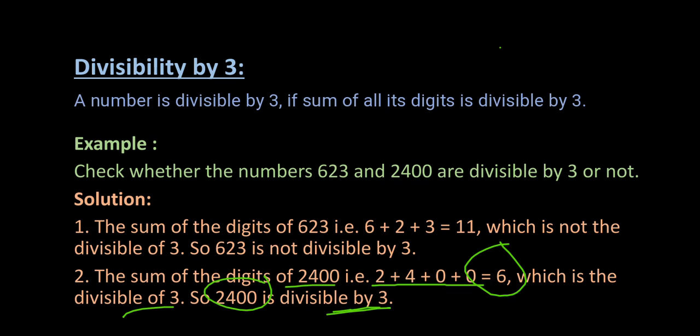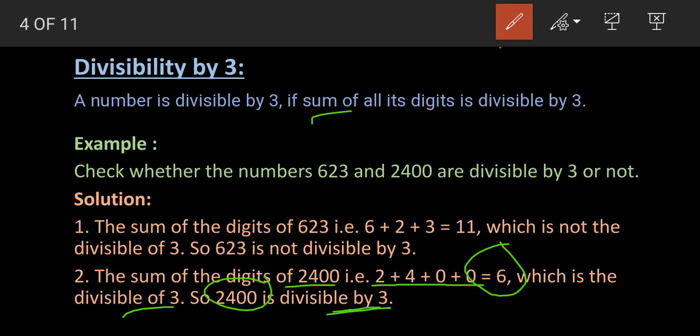First, what to do? You have to find the sum of all its digits. Then you have to check whether that sum is divisible by 3 or not. If it is divisible, then the number is divisible by 3.